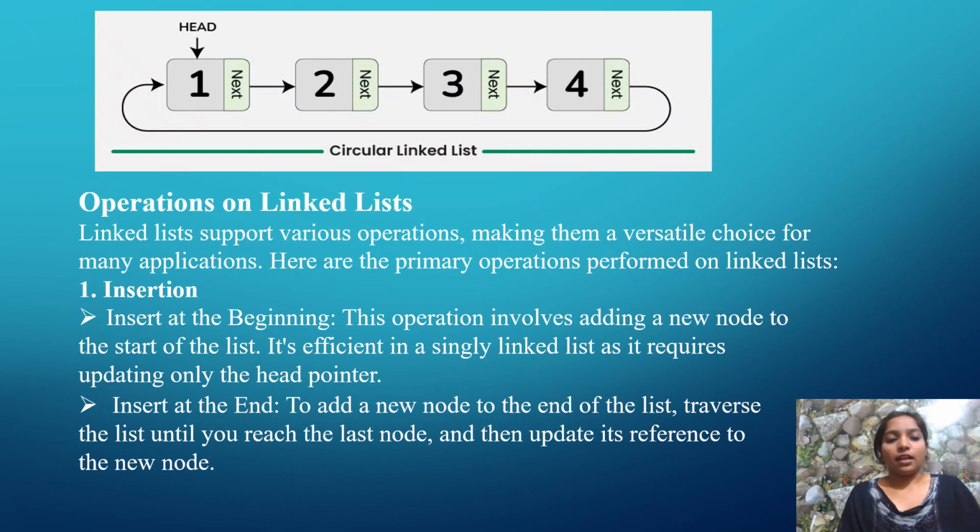Here we can see an example of the circular linked list. The last node's next is connected to the first node, meaning the head of the list. Next one is operations on linked list. There are many operations on the linked list, that is insertion, deletion and traversing the list.